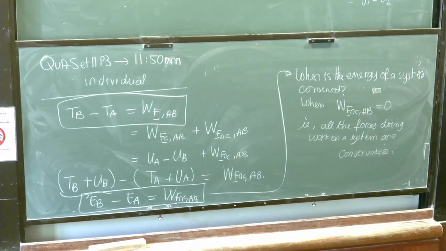So when is the energy of a system conserved? When all the forces doing work on the system are conservative. If there are any non-conservative forces acting on the system, they should be workless. Under that condition, the energy of the system would be conserved. Can you think of any systems or problems we've worked on where the energy is conserved?